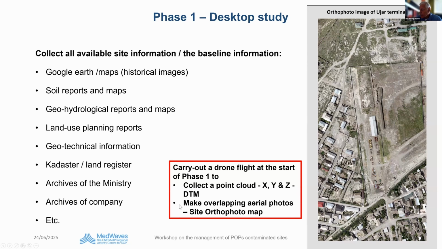And here in this text box, nowadays it's very cheap to carry out a drone flight. With a drone flight, you can get a point cloud, meaning a dense collection of points with X, Y, Z coordinates. And with that, you can make a digital terrain model. And by making overlapping aerial photographs, you can make a site orthophoto map. This is nowadays an easy tool. Companies should do this, and it gives you a lot of information and a detailed site location map. Here is an example of such a map. And the earlier you make such an orthophoto map, the better, because you will make use of it during the whole process of site management.